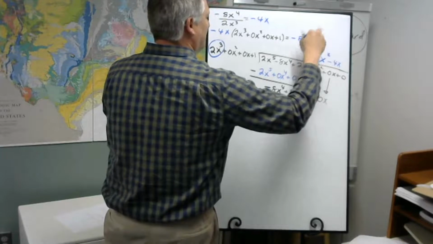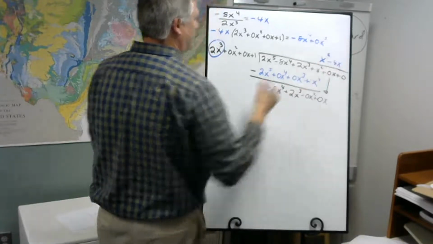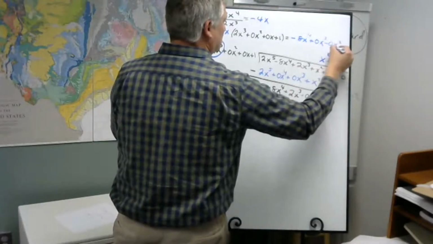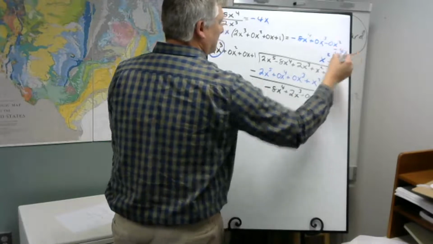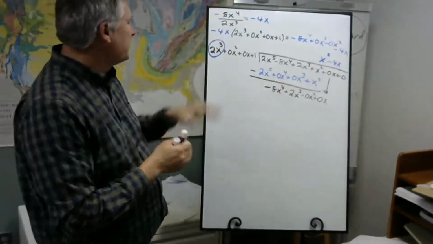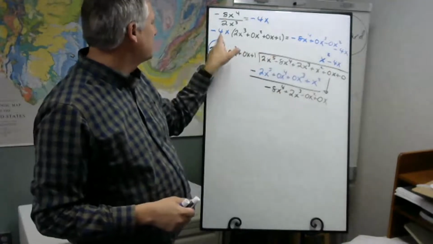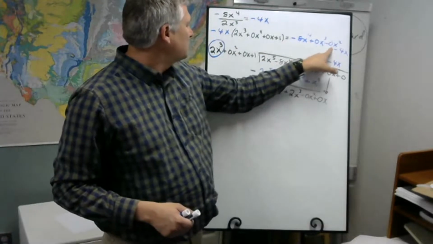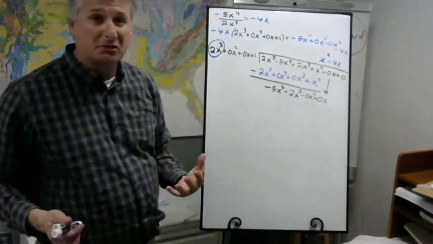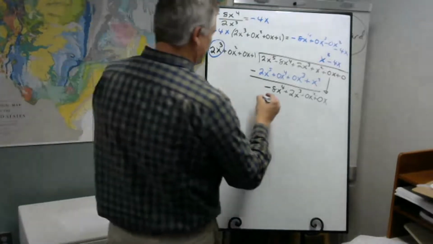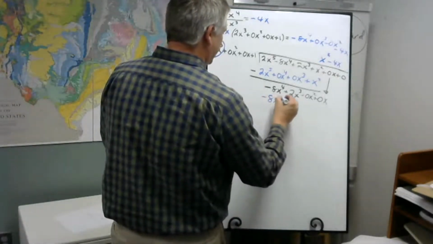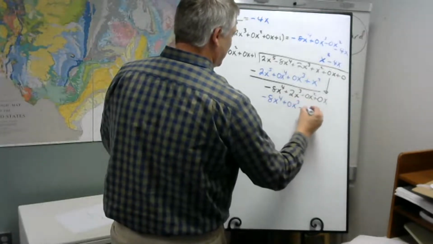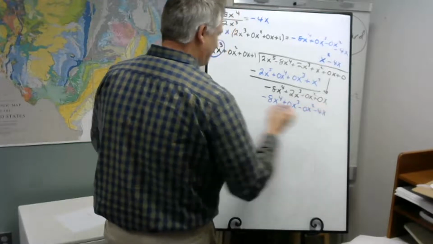Oh, this is the fourth. Let me check my arithmetic here. So we have minus 8x to the fourth. This will be minus 4 times 0, 0x cubed, 0x squared, minus 4x. All right, it looks good. So minus 8x to the fourth plus 0x cubed minus 0x squared minus 4x.